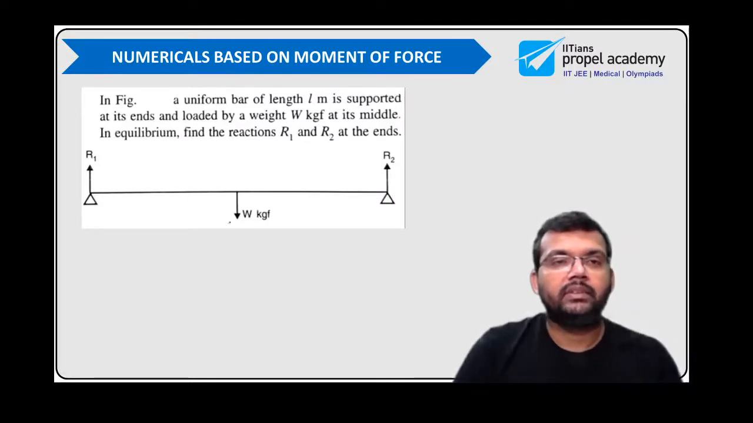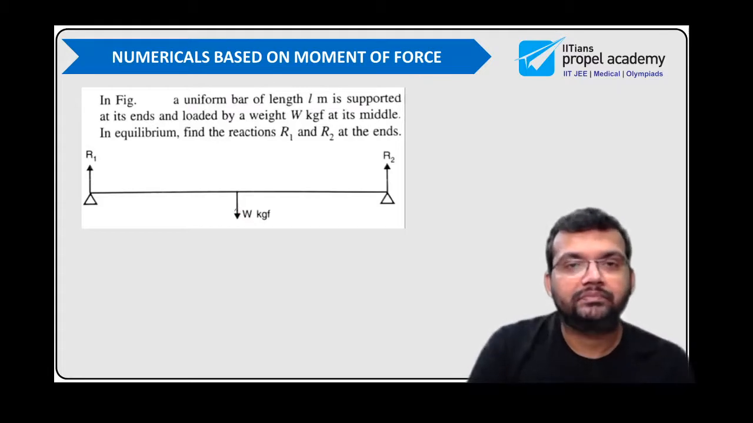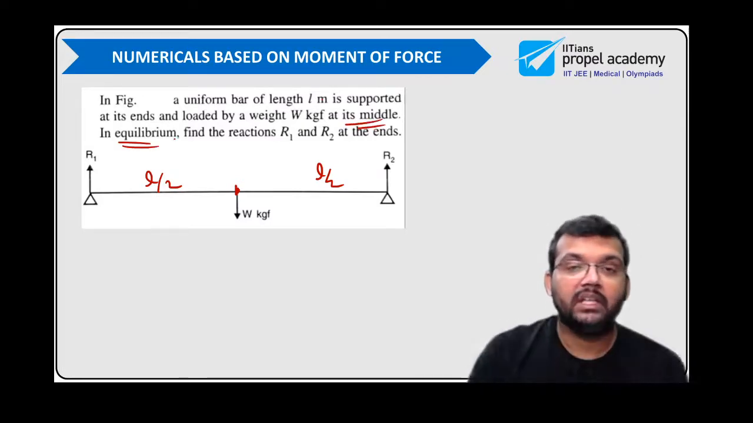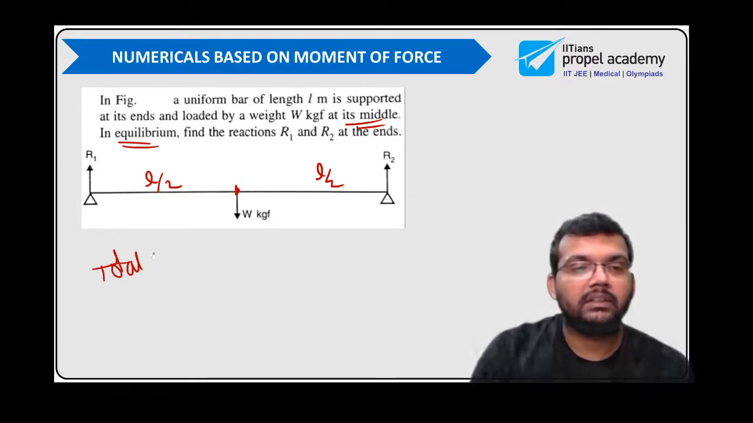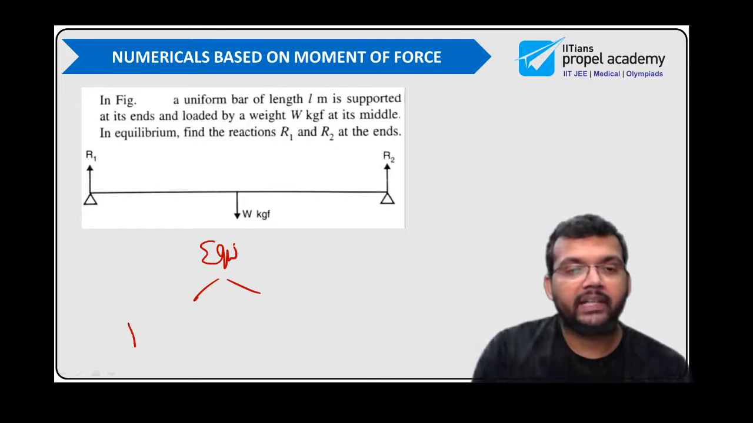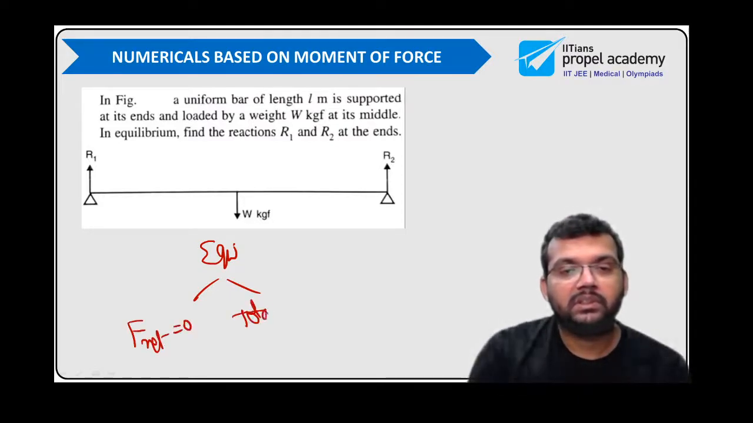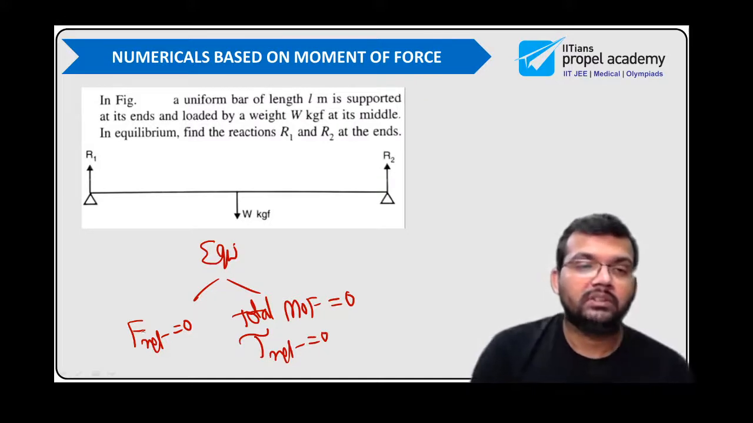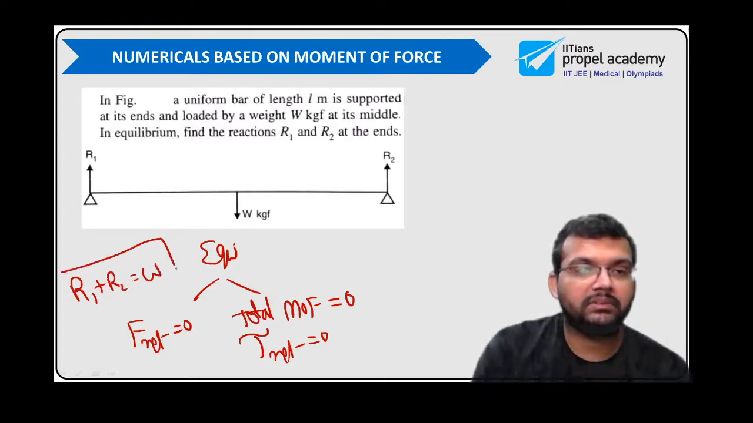Last question. In the figure, a uniform bar of length L meter is supported at its ends. So half of the length is L by 2, from this point to the middle, and it is in equilibrium. There are two conditions for equilibrium. F net should equal zero, and the total moment of force should also be zero, or you can say net torque is zero. If F net is zero, the total upward force R1 plus R2 equals the total downward force W. This is one equation.